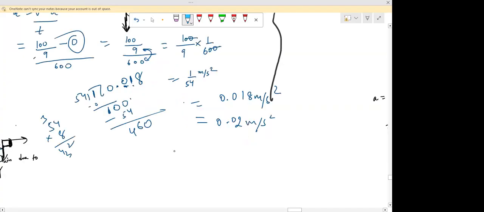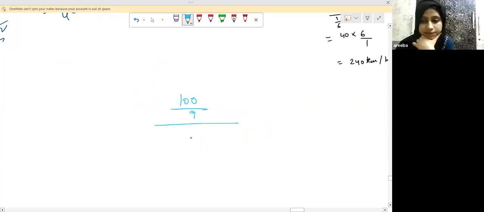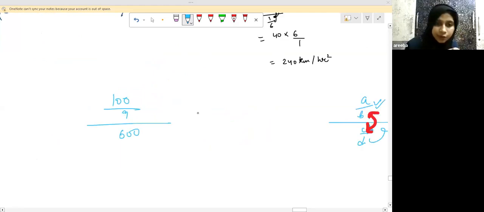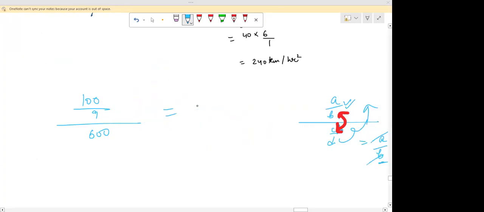Now I can cancel. It was 100 by 9 upon 600. Correct? Correct, Ali? Here is the mistake I did. Instead of doing this in detail, reciprocate, I directly just cut it, and I got a different answer. I got 3 by 2.